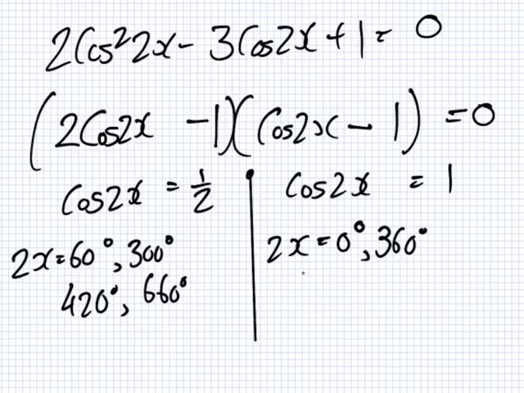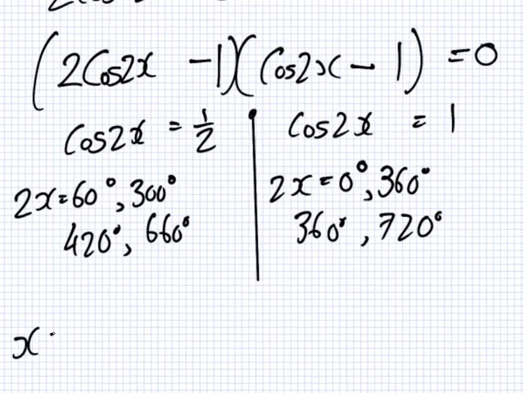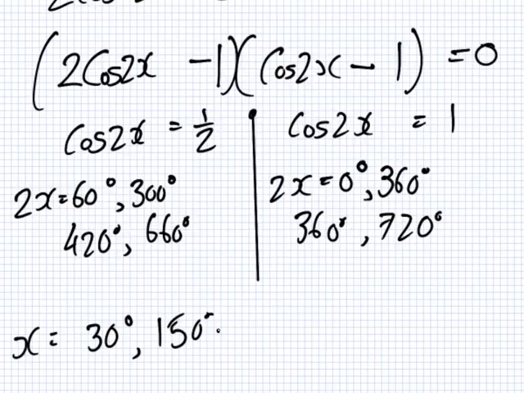And here it'd be 360, which is actually the second answer again, and 720. But I also have to divide by 2. So I get x equals 30, 150, 210, 330.